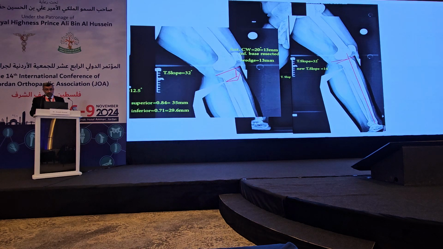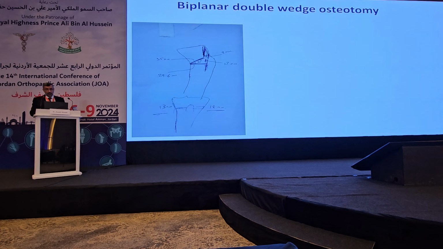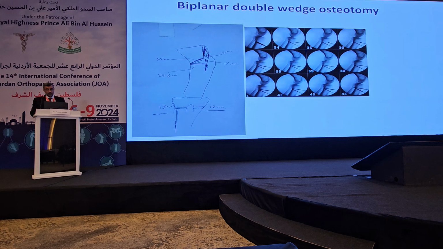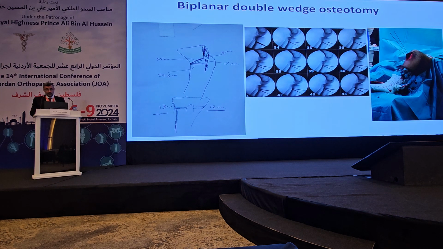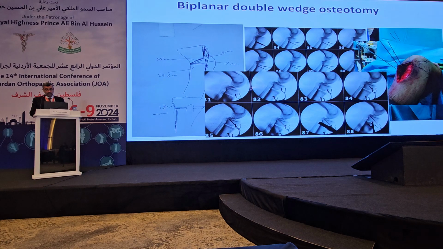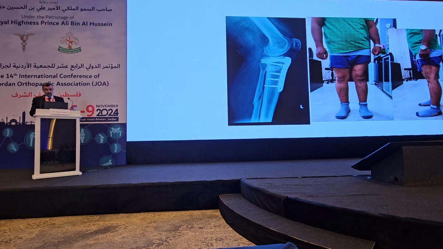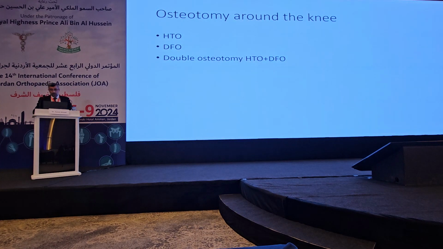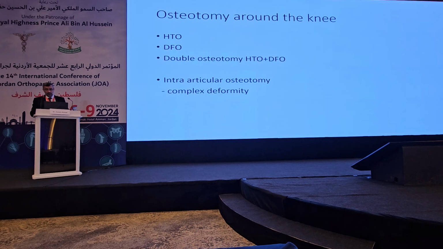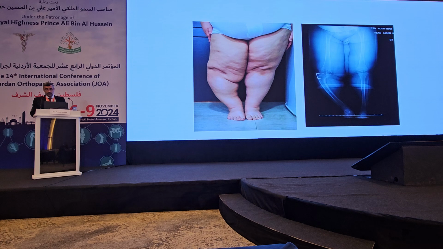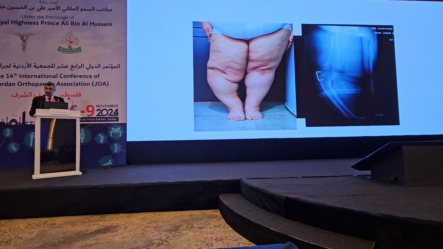So we did our measurement, our plan, and again draw it and make what we call biplanar, double wedge, bidirectional osteotomy. And here we do what we planned. Go to the theater, make the cuts, close the wedge, and this is how the slope is corrected. So it's not only high tibia or distal femoral, we can do even more complex osteotomy like intra-articular osteotomy, and this is a case of Blount's disease with paradoxical valgus deformity at the femur.